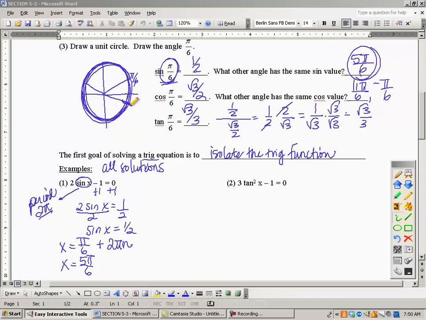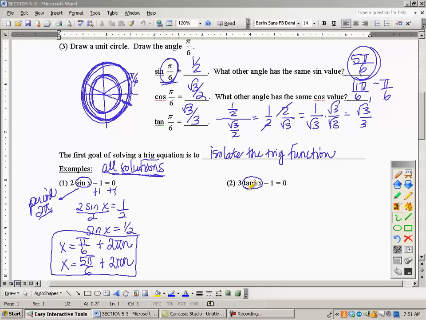Same thing for this 5 pi over 6. I could go all the way around. That's another angle, and another angle, and another angle. And there are infinitely many of those coterminal angles for 5 pi over 6. So I say 5 pi over 6 plus 2 pi n as well, because again, we are accounting for all solutions. Now, if they were just to ask between 0 and 2 pi, I would say pi over 6 and 5 pi over 6. But because they're asking for all of them, then I need to include the 2 pi n.